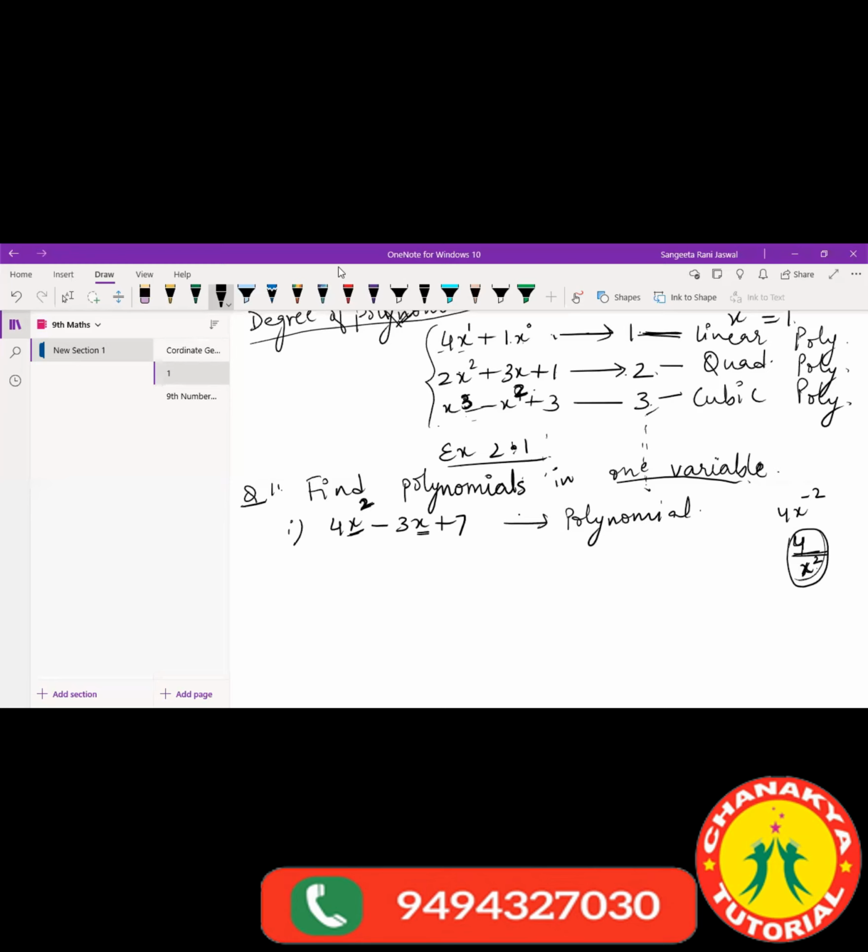This is a polynomial expression. I hope you have understood this. Now we'll take more examples.